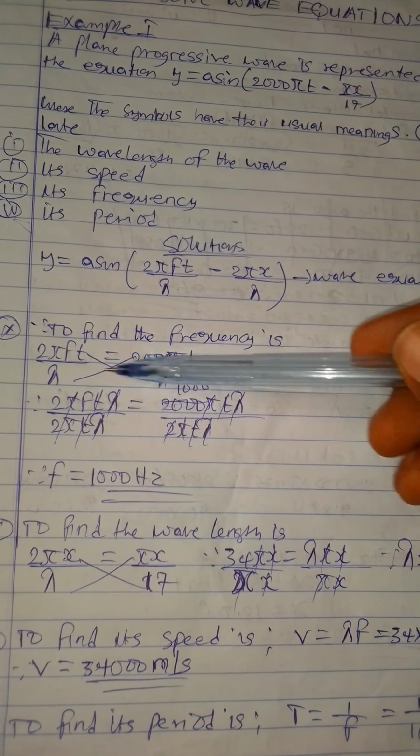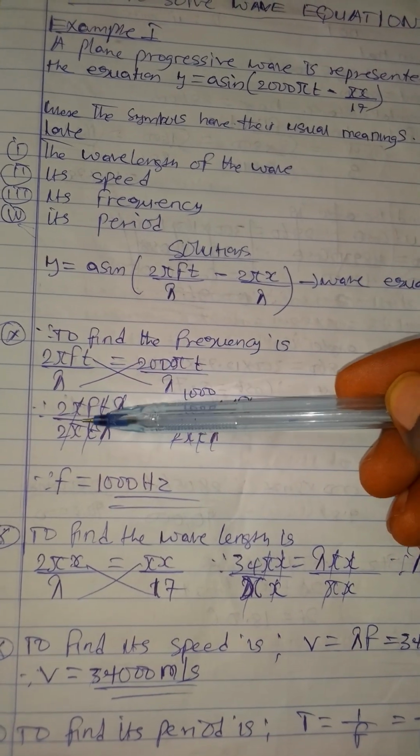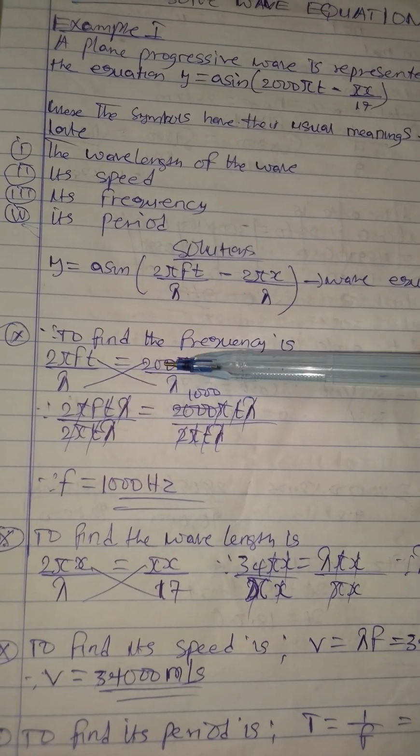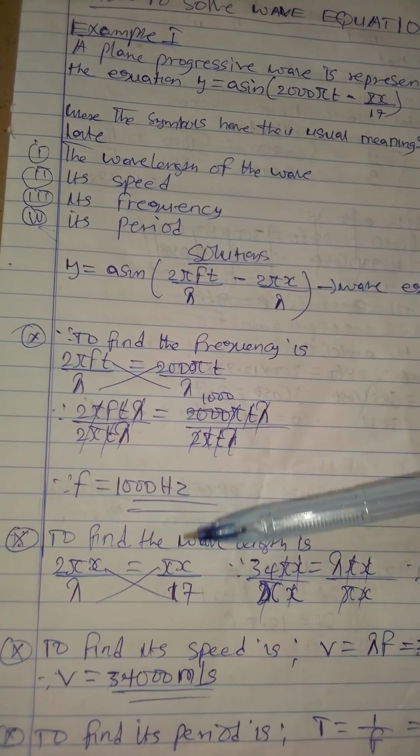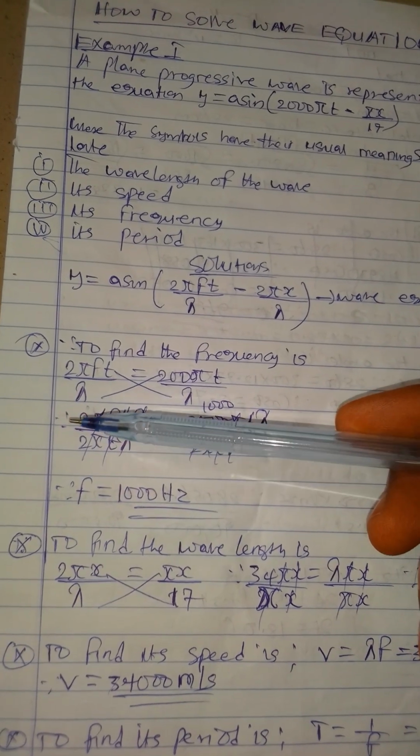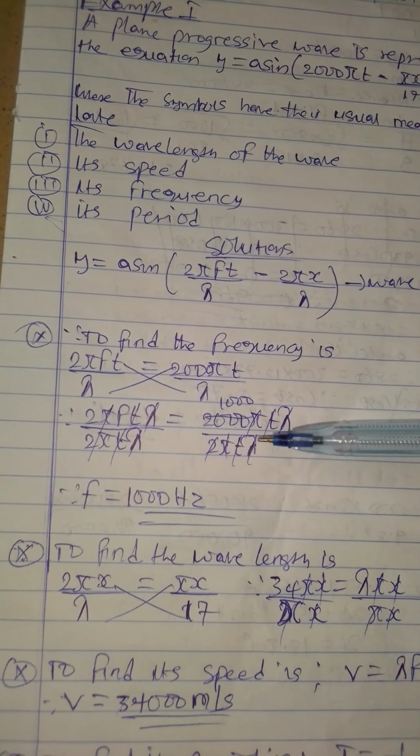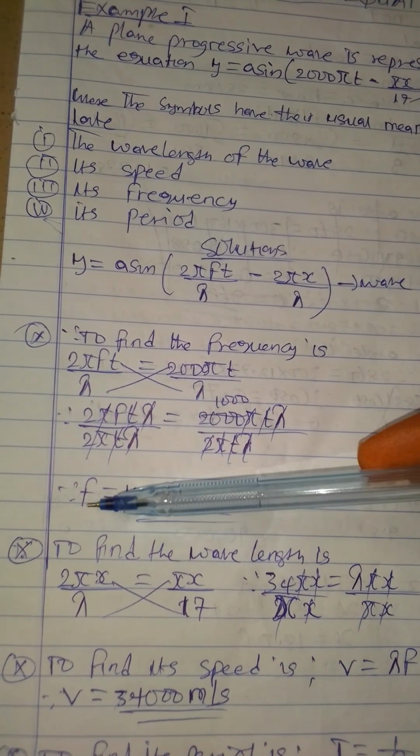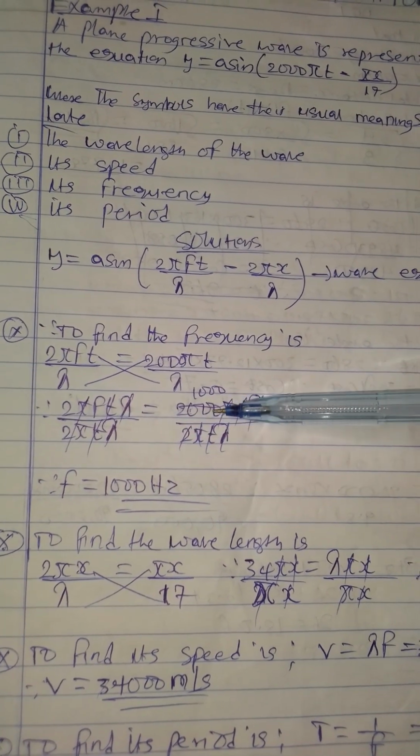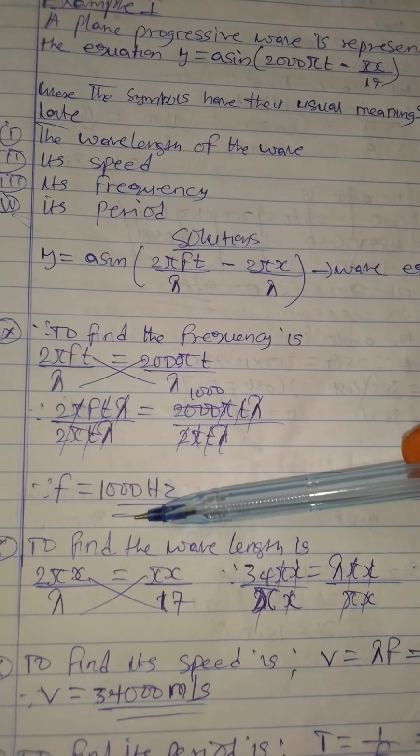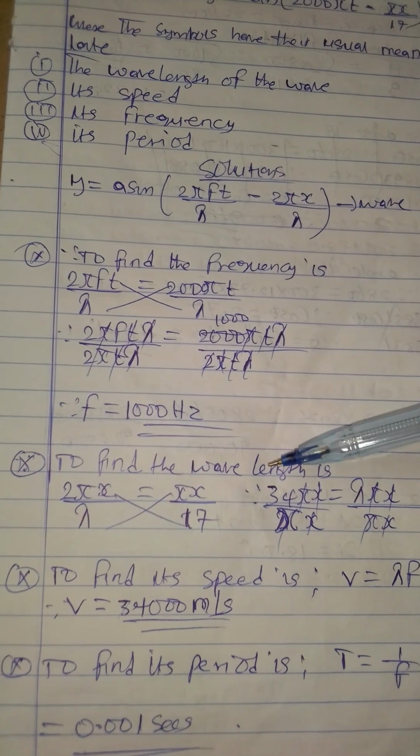Now, what you do is cross multiply. If you multiply this, 2πft times λ gives 2πftλ, which is equal to 2000πt times λ, which gives 2000πtλ. And therefore, what you do now? Divide by the coefficient of frequency, which is 2πtλ, all over 2πtλ. If you cancel out this, what remains is frequency. So 2 divided by itself is 1, and 2000 divided by 2 is 1000, and therefore the frequency is 1000 Hz.